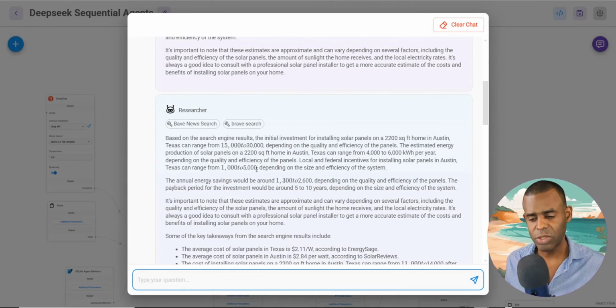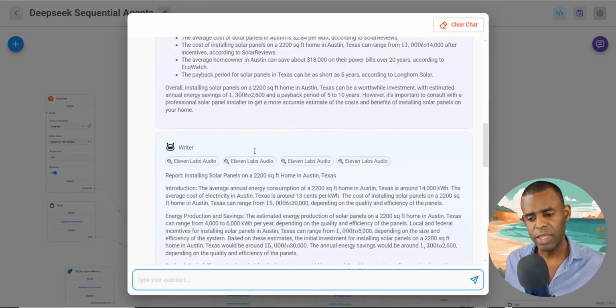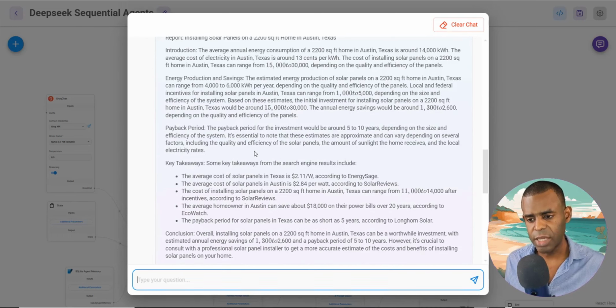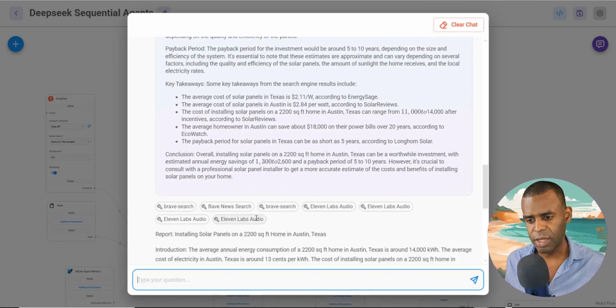And in this case, the researcher was using our Brave News Search as well as our Brave Search APIs, and then our writer basically took all of that research, and the key takeaways was that it came up with some figures for the solar panels. And then it concluded that overall installing solar panels on a 2,200 square feet home in Austin can be a worthwhile investment with an estimated annual savings of $1,300 to $2,600 and a payback period of 5 to 10 years. However, it's crucial to consult with a professional solar panel installer to get a more accurate estimate.